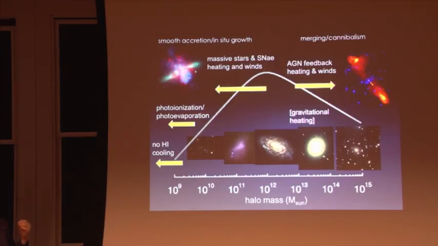So in the semi-analytic models, we can reproduce this with a model in which feedback from massive stars and supernovae has a larger and larger effect as you go into lower and lower mass halos. Makes sense, right? There are smaller potential wells, so it's just easier to expel the gas from those halos.